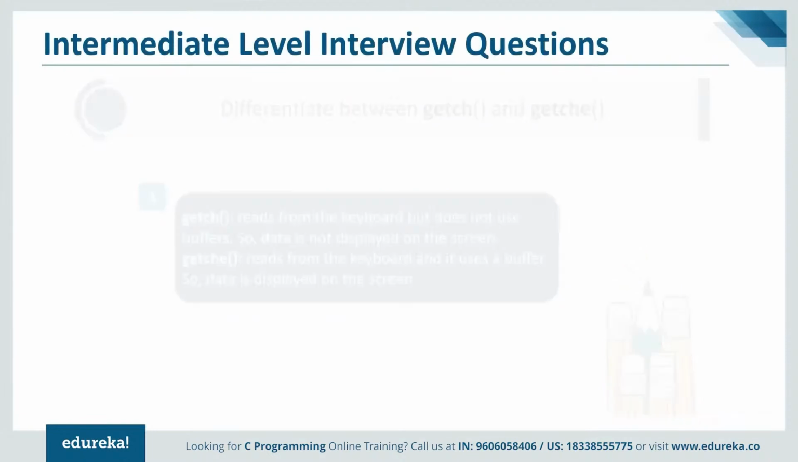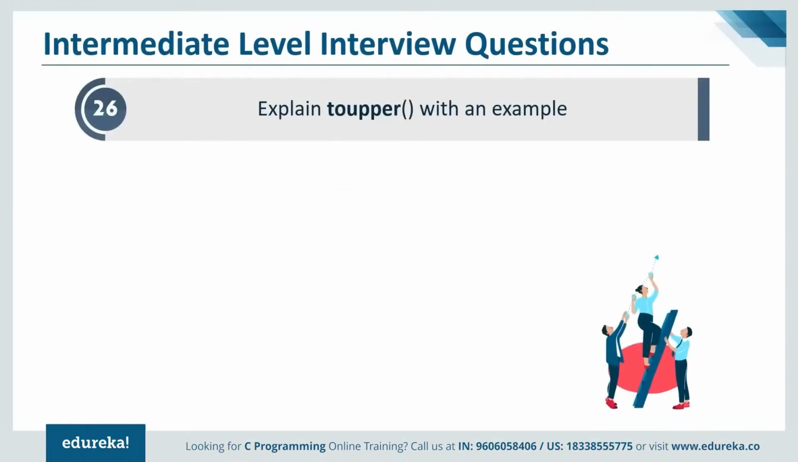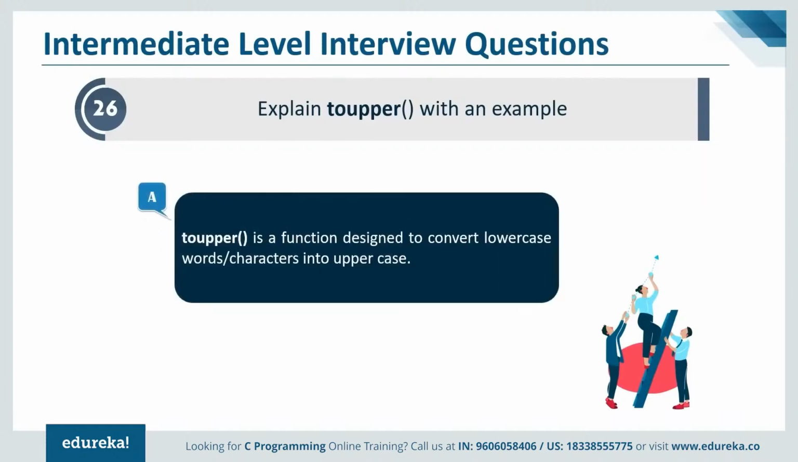Now with this, let us move on to our next question. Explain toupper with an example. toupper is basically a string function. For example, consider that you have declared a string abc in lowercase, and if you apply toupper function on that particular string abc, then the lowercase string will be converted into uppercase string.